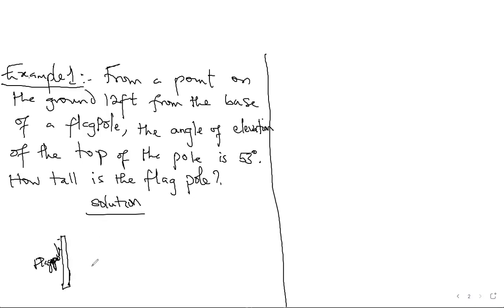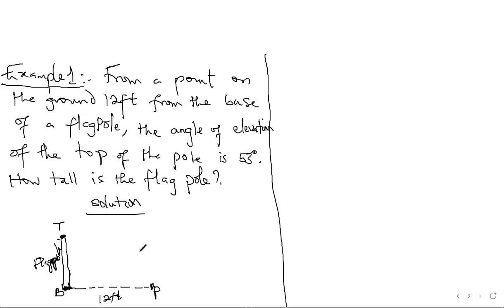And from a point on the ground, 12 feet, this is the ground level. So from a point that is 12 feet from the base of the flagpole, this is the base of the flagpole, this is the top of the flagpole, T. Let me call the top T and the base B. So from a point, let's call that point P, and between the base and the point is 12 feet from the problem.